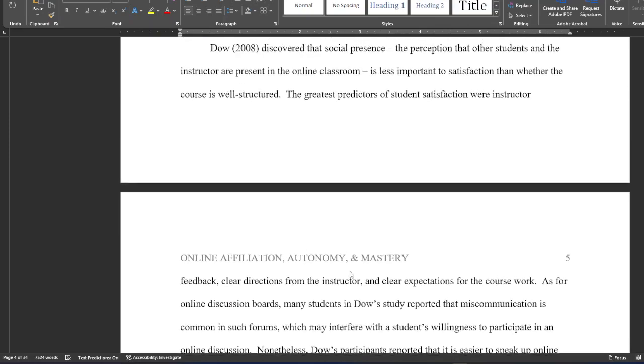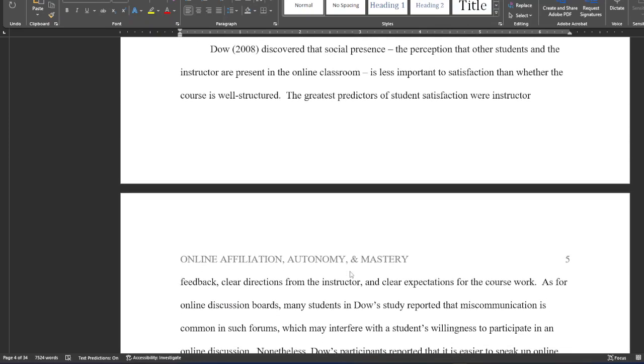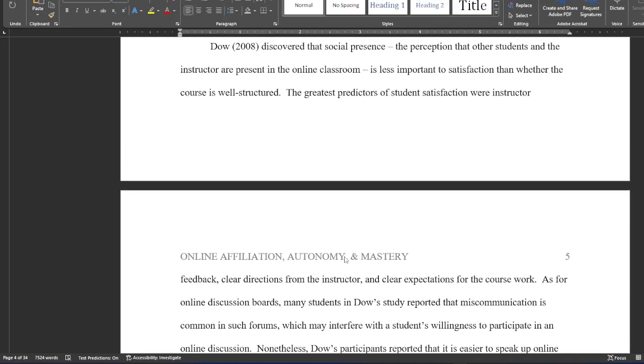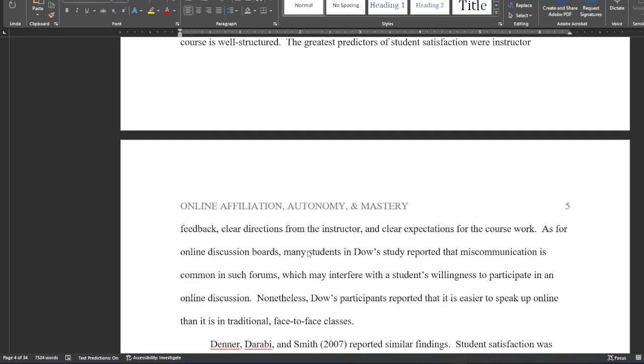Okay, so this entire paragraph is devoted to Dow. You only see the year at the very beginning. If it said Dow 2008 there at the top, and then it said many students in Dow's 2008 study, nonetheless, Dow's 2008 participants, I would give you the comment you're oversighting because you don't need to put 2008 every single time. We know you're still talking about Dow. Nothing else has come in between. It's clear that you're still talking about that same source. You don't have to give the year every time.